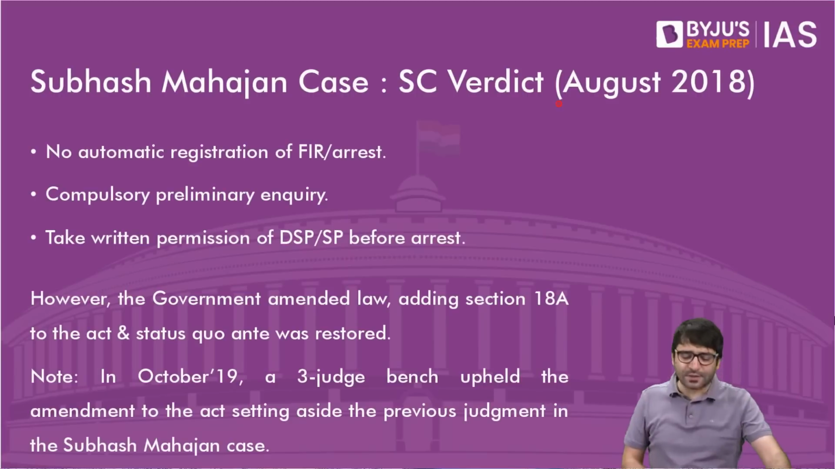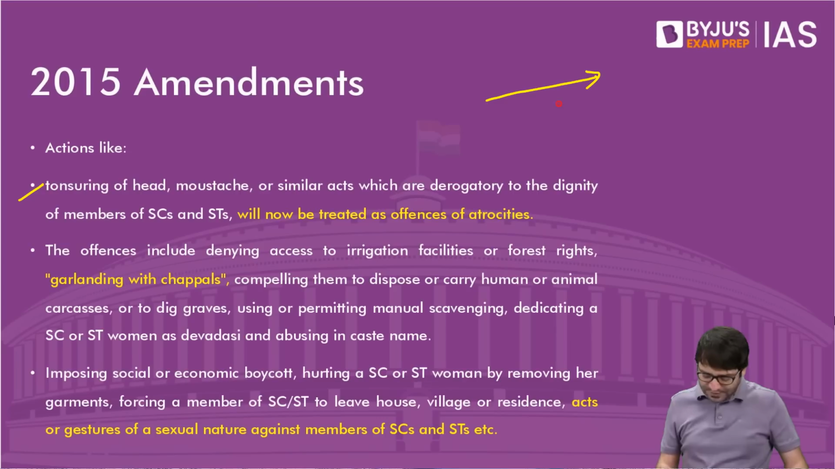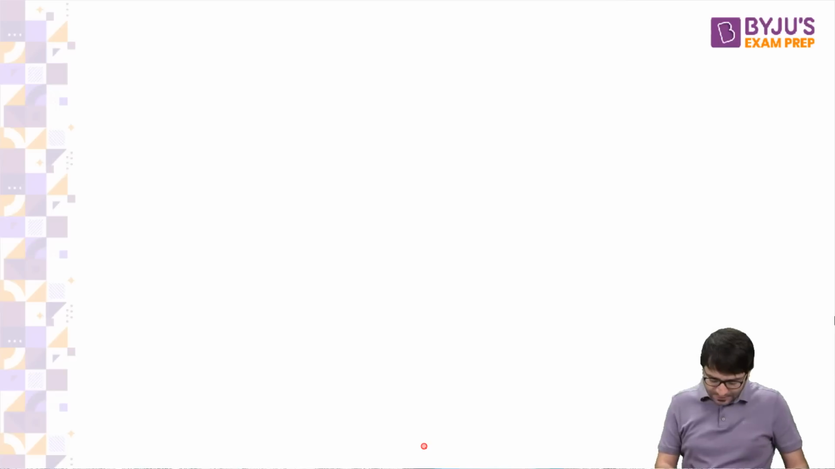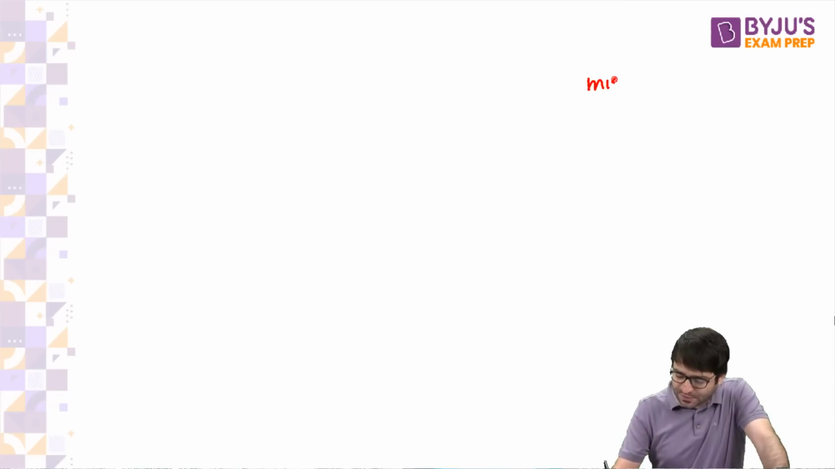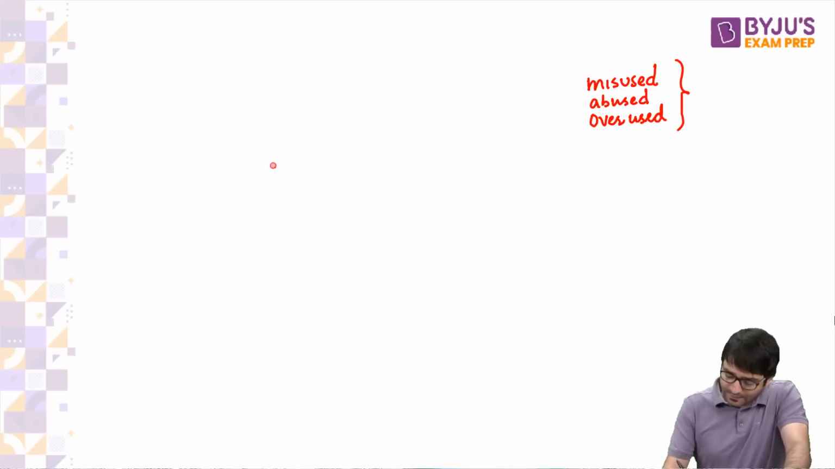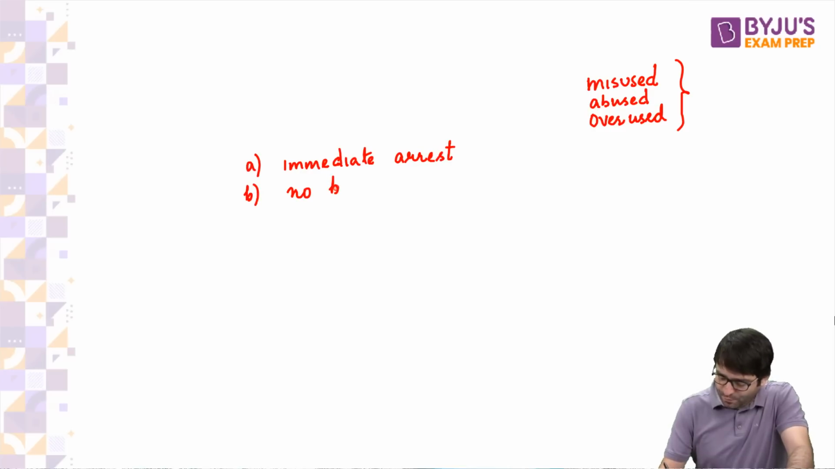But then something else happened. What happened? There was an allegation that this Atrocities Act is misused, abused, and overused. Why? The reason was immediate arrest. No bail.